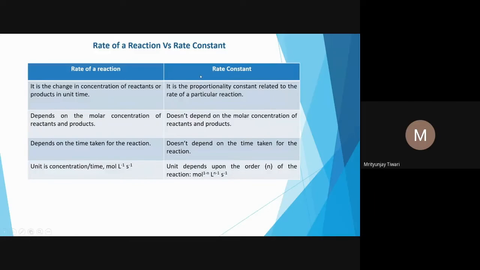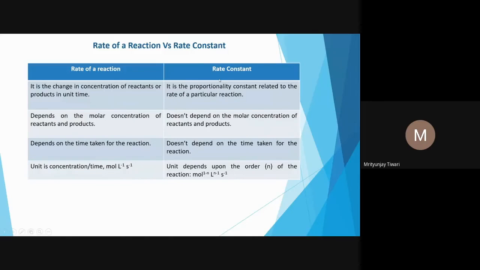Now let's summarize a few of the things that we have studied earlier. Rate of the reaction versus rate constant. These are two things. Sometimes a student gets confused between rate of the reaction and rate constant. Rate constant, we know, is a proportionality constant. So rate is equal to the proportionality constant, the rate constant, into the concentration to the power order of the reaction. This is what we have obtained as the rate law.